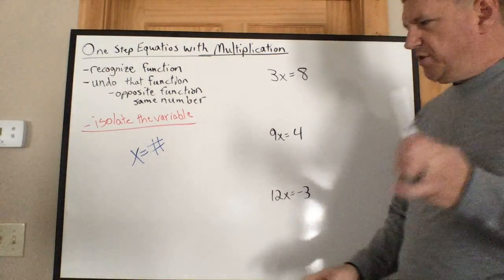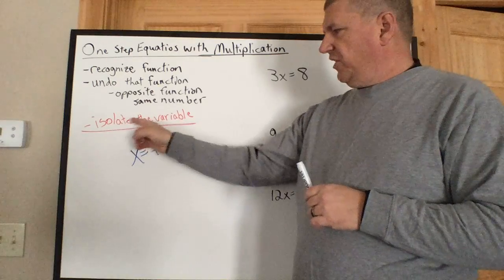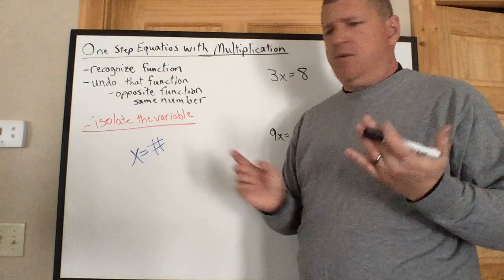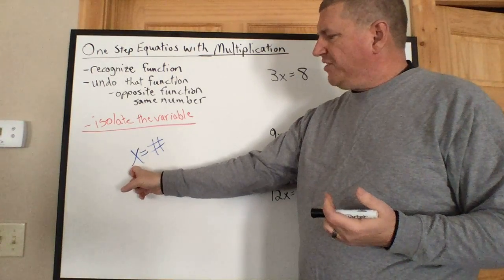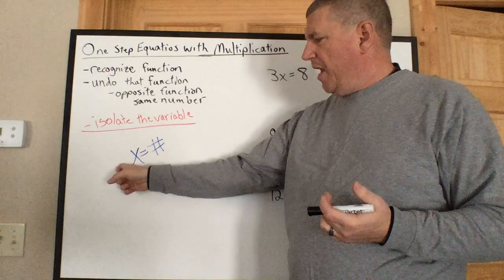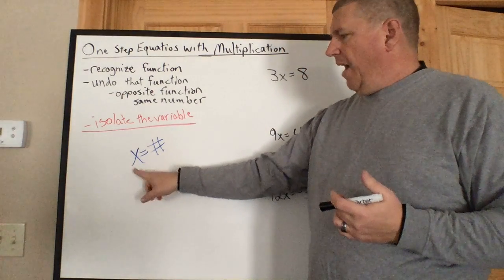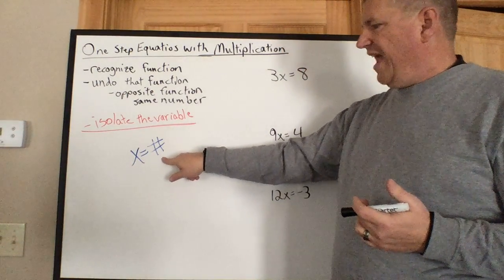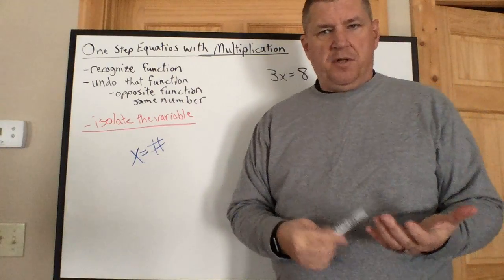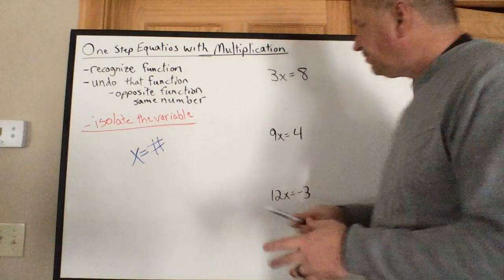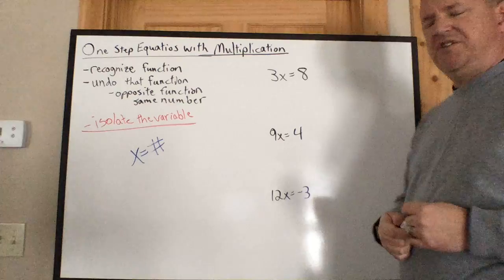Remember, our ultimate goal is to isolate the variable. What does that mean? That means I want the variable all by itself. Nothing added, subtracted, multiplied, or divided by it. Okay, I want the variable by itself equals a single solitary number. That's what I want.